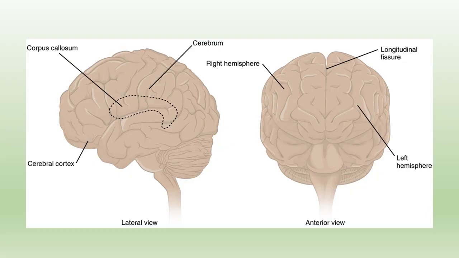So if we look at the diagram of the cerebrum, as I get my laser pointer ready over here, from a lateral view you can see this portion here is the cerebrum. You can see this dotted outline is showing where the corpus callosum would be, connecting the two hemispheres together. If we look at the anterior view, we have the right hemisphere and the left hemisphere. This is that longitudinal fissure that separates the two hemispheres, one from the other.